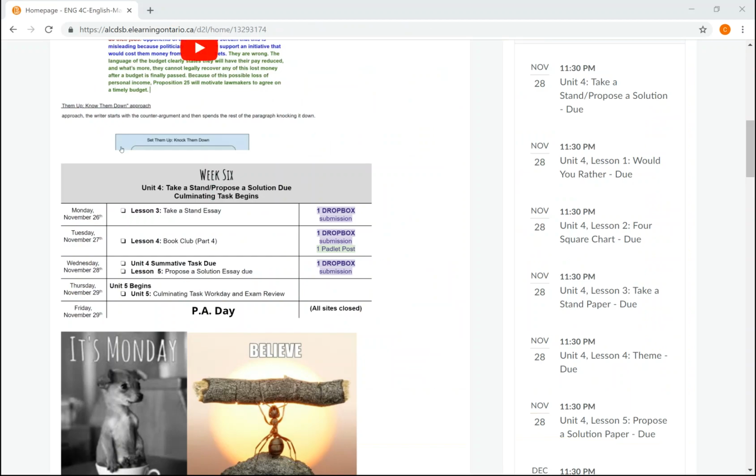Again, a reminder to take a peek at week 6. On Wednesday, November 28th, Unit 4 is due at 11:30 p.m. So make sure you use your time wisely. If there are going to be any problems with due dates, make sure that you contact me immediately.